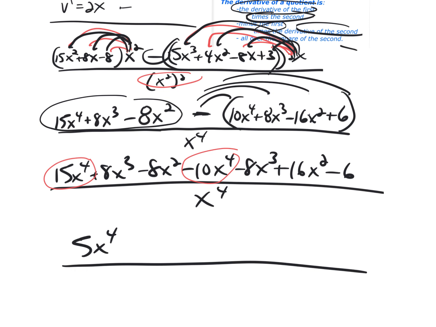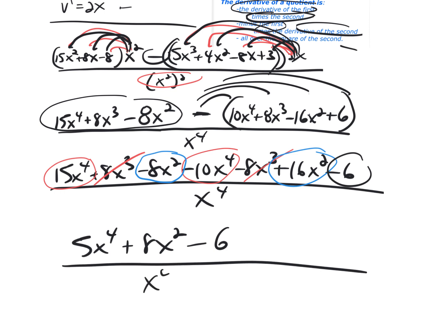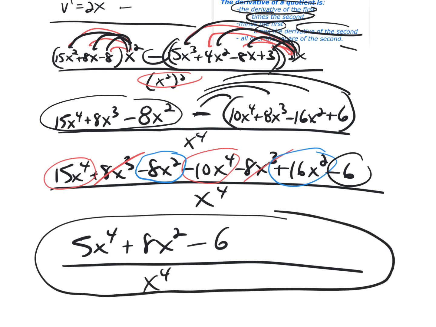Up top, 8x to the third minus 8x to the third. They cancel. Negative 8x squared plus 16x squared gives me a positive 8x squared minus the 6 all over x to the fourth. So that's one acceptable form of your answer. But in math, sometimes different expressions have the same equivalence.